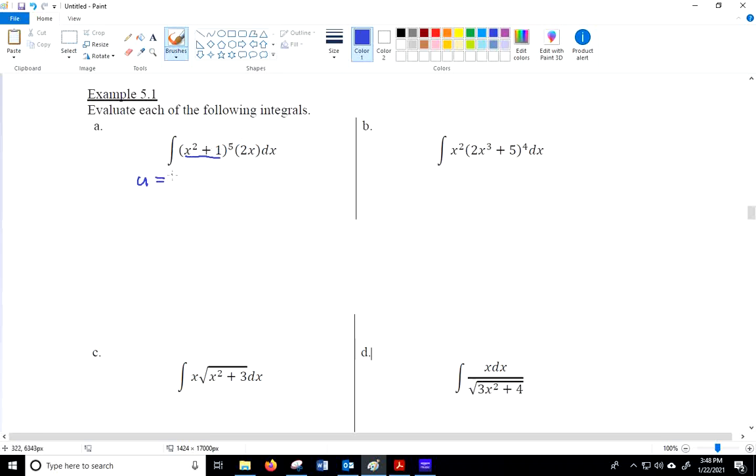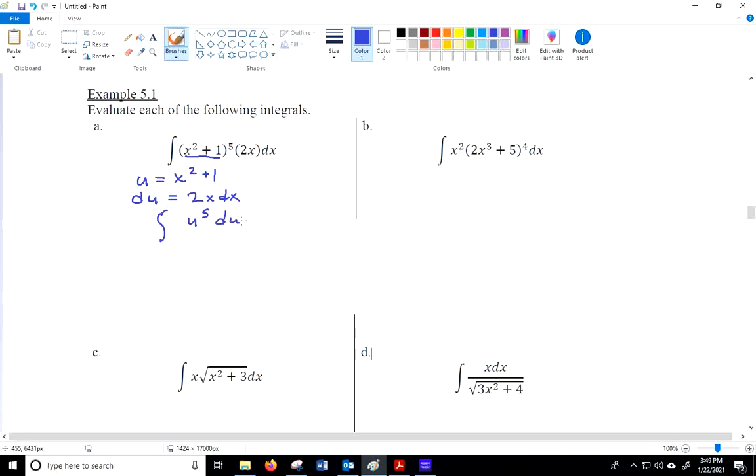So I have this big thing to the fifth, so I'm going to let u be this, x squared plus 1. Now, take the differential of each side. So the differential of u is du, and the differential of x squared plus 1 is 2x dx. Now, when we do u-substitution, we need to make sure that every x is replaced with something involving u, and every dx becomes something involving du. This one works out really nicely. I'm going to replace the (x squared plus 1) to the fifth with u to the fifth. And 2x dx is simply du.